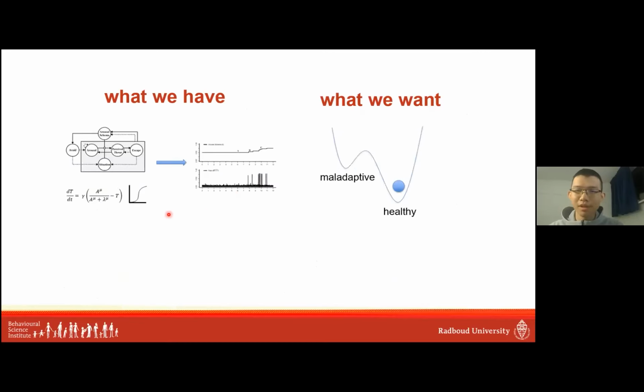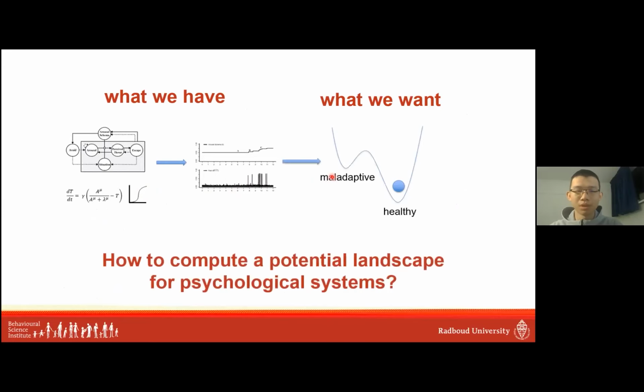Well, the current situation is that we have the formula, we have the simulation results, but we don't have a quantitative landscape for the whole system. So we don't know exactly how stable these states are. And this is the problem we want to solve in this study. We want to compute a potential landscape for psychological systems.